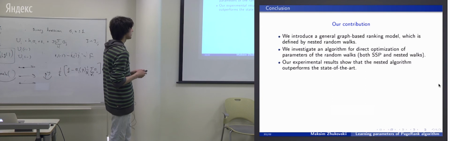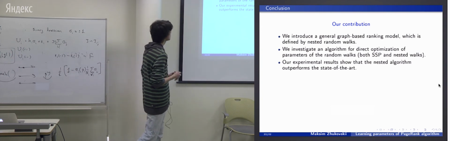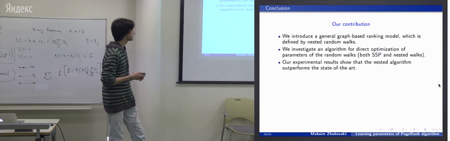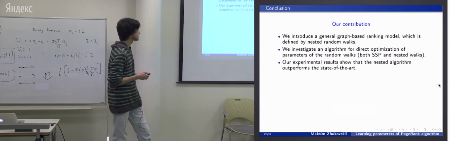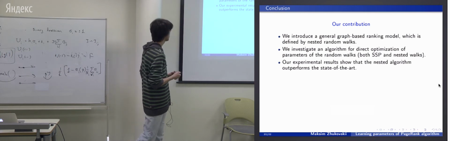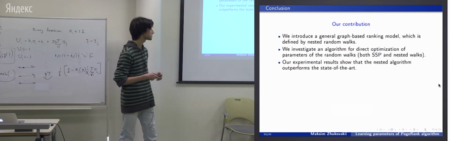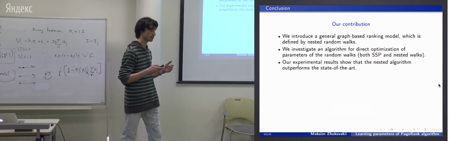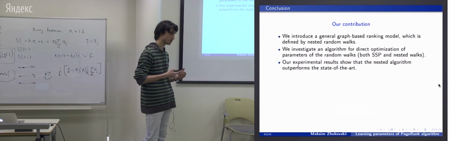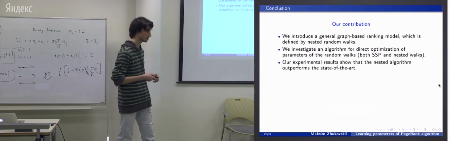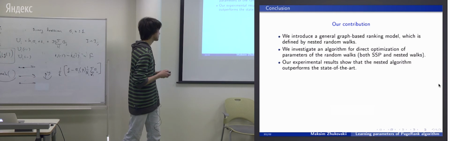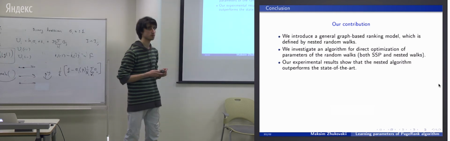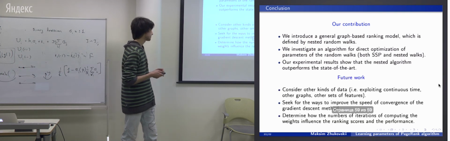So to finish, I can say that our contributions are the following. We introduce a new model, which is called nested supervised PageRank, and which is based on nested random walk. And we investigate an algorithm for direct optimization of weighted processes of PageRank and of nested PageRank. And our experimental results showed that the nested algorithm outperforms state of the art.